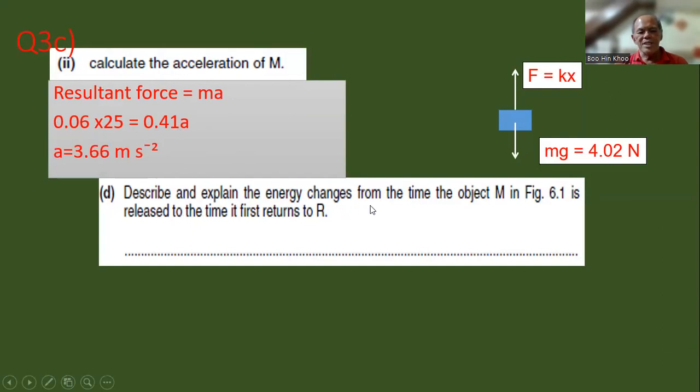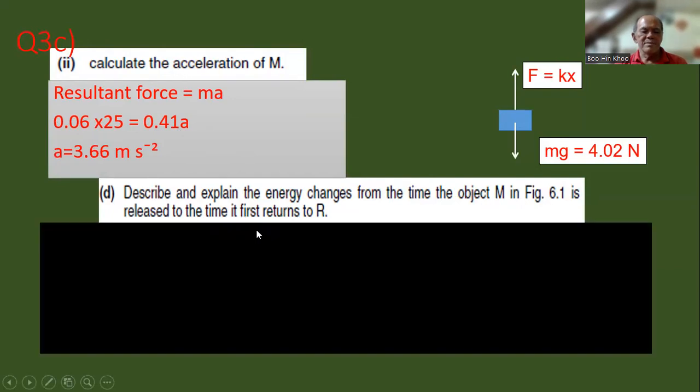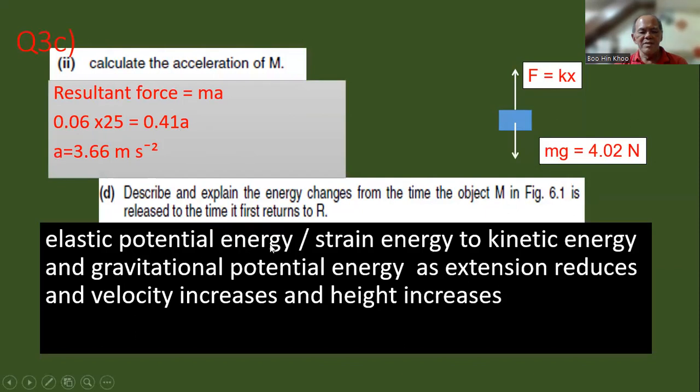Describe and explain the energy changes from the time the object M in figure 6.1 is released to the time it first returned to R. Right? While the energy changes, elastic potential energy or strain energy, so as it's moving, right? Initially it has elastic potential energy. As it's moving, kinetic energy, and as it rises up, gravitational potential energy. As the extension reduces, the velocity increases, and height increases. Okay, that's the energy transformation that's required.